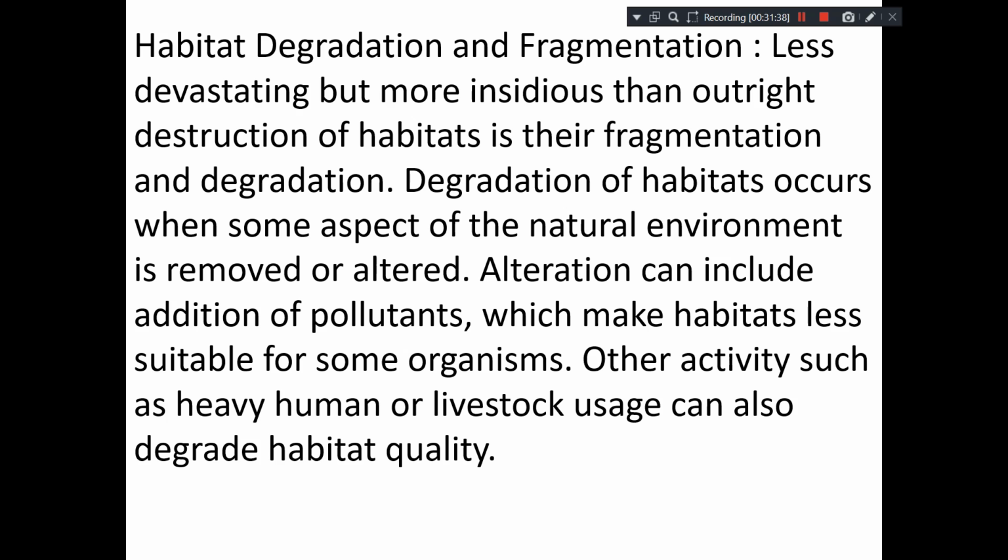Even habitat degradation and fragmentation, it is less devastating compared to total habitat loss. But when the degradation takes place, when the original quality of the habitat gets disturbed and the habitat becomes fragmented, that also causes a severe problem.